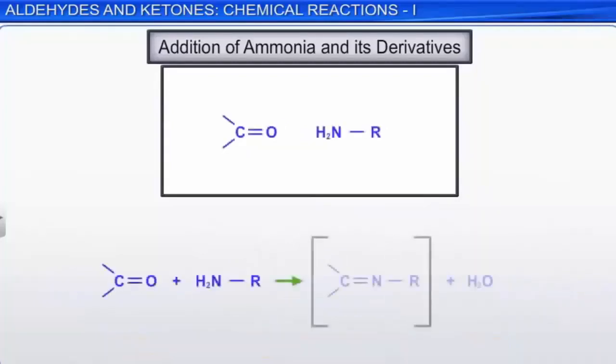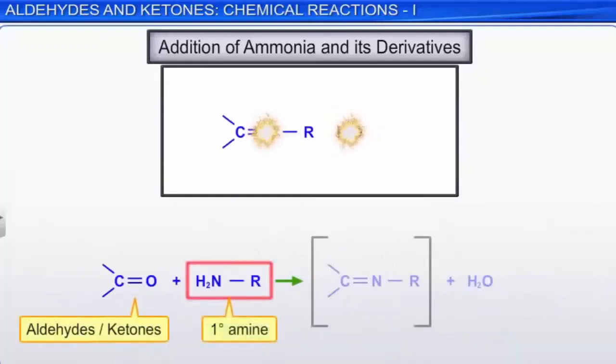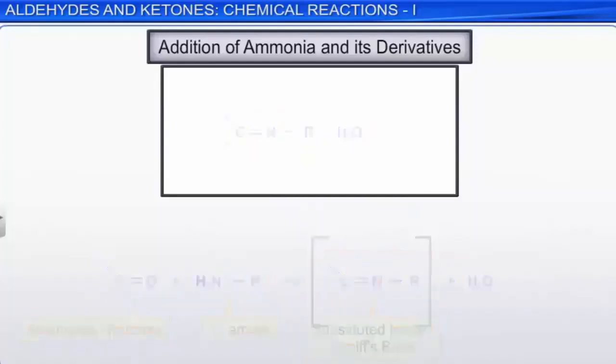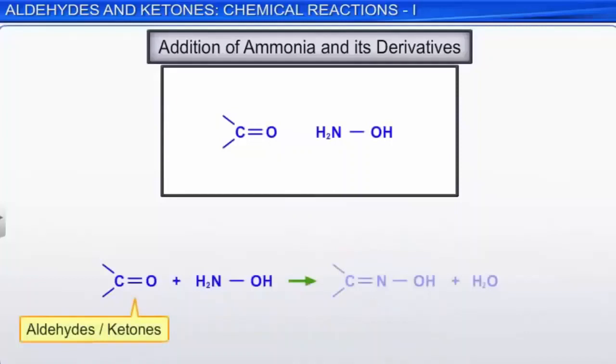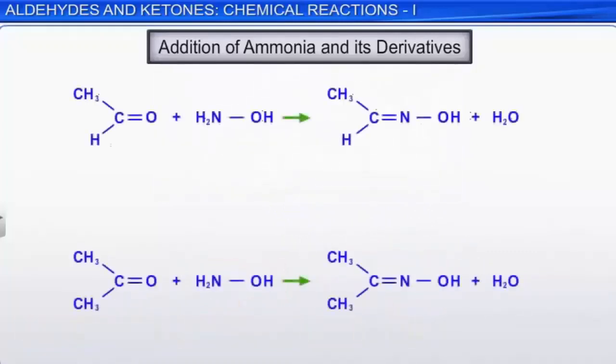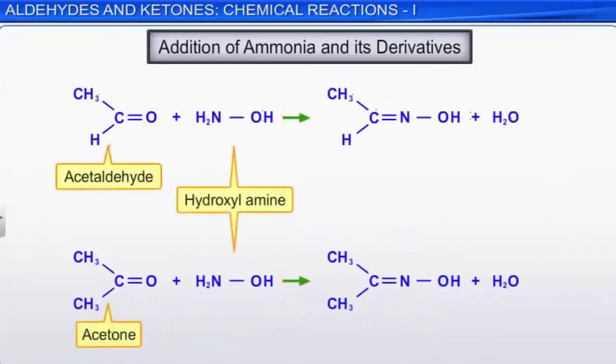Aldehydes and ketones react with primary amines to form substituted imines, a Schiff's base. Aldehydes and ketones react with hydroxylamine to form the corresponding oximes. For example, acetaldehyde and acetone react with hydroxylamine to form acetaldoxime and acetoxime respectively.